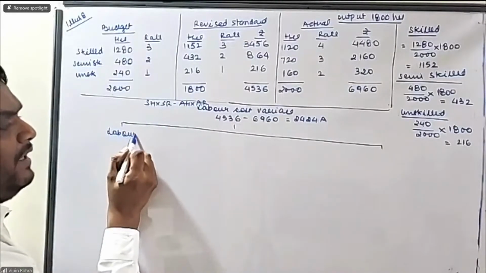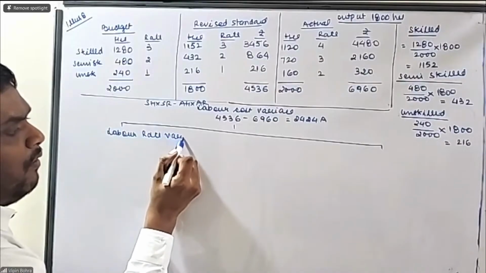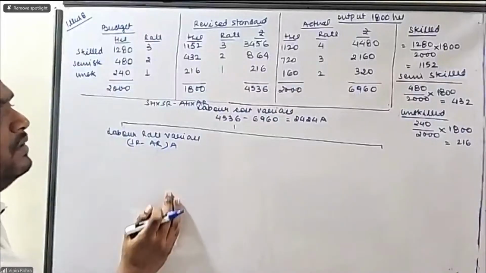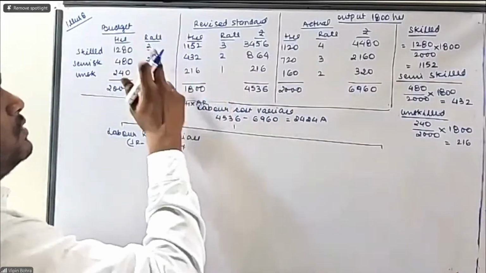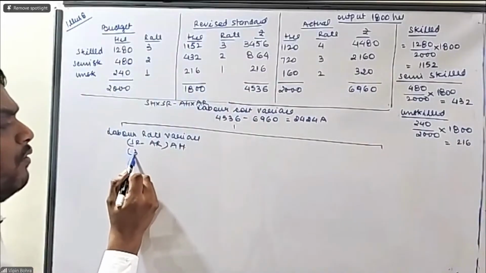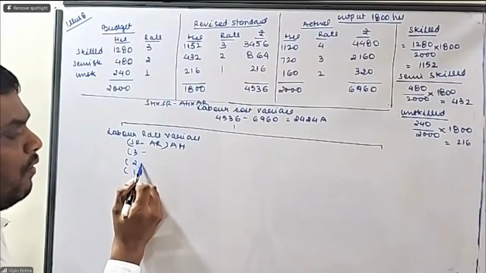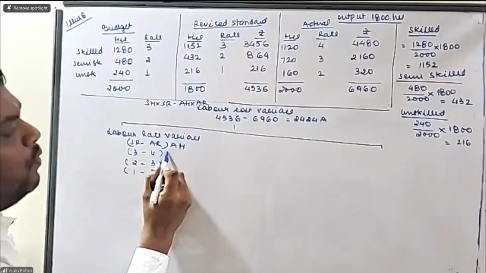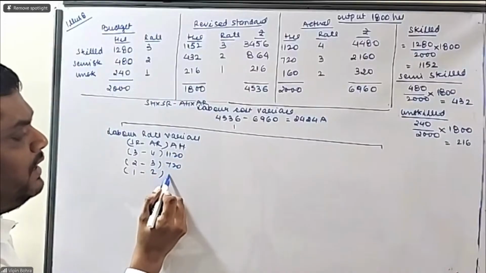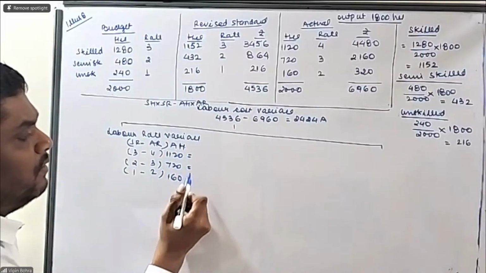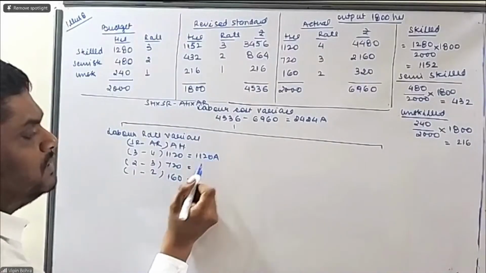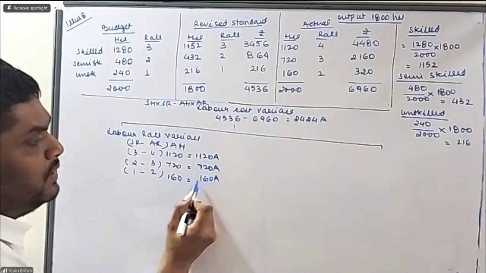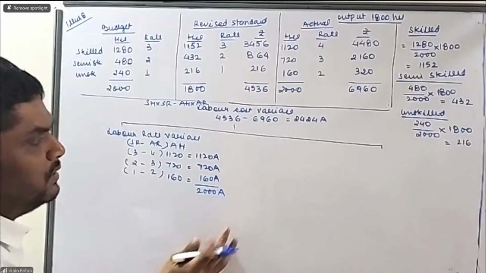Next is labor rate variance. Standard rate minus actual rate into actual hours. So standard rate is 3, 2, and 1. Actual rate is 4, 3, and 2 into 1120, 720, and 160. So this will be 1120 adverse. This will be 720 adverse. And this will be 160 adverse. Total will be 2000 adverse.